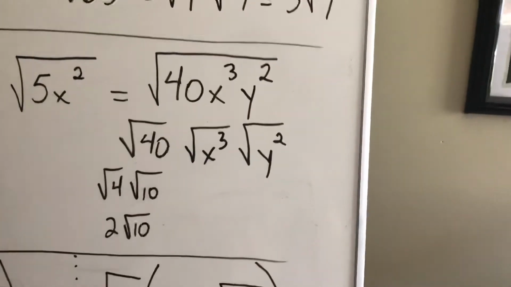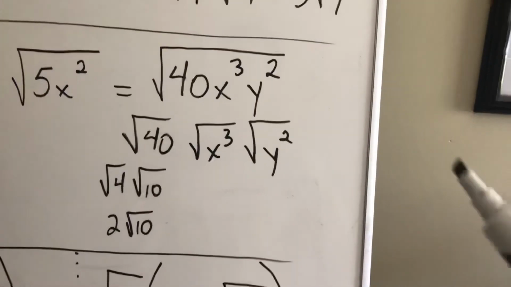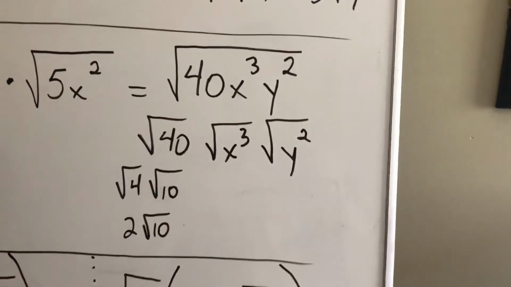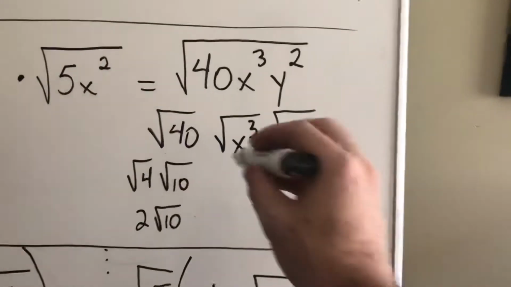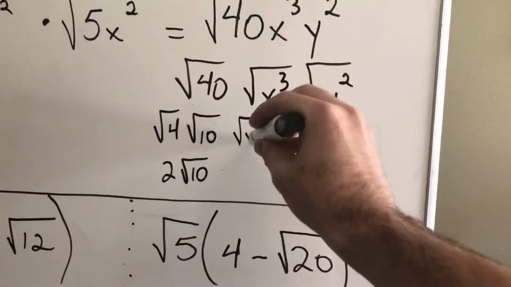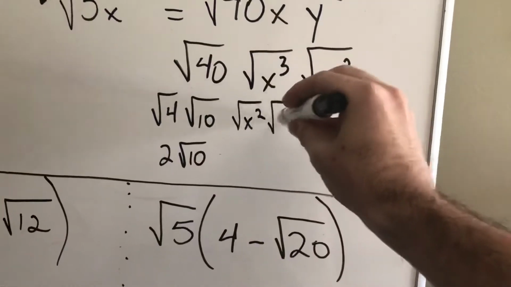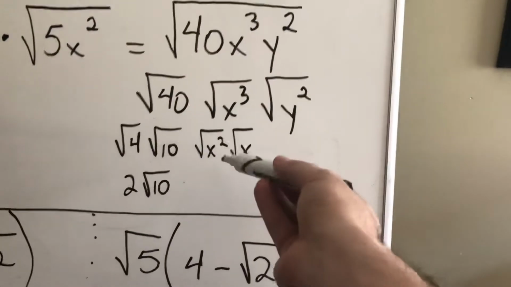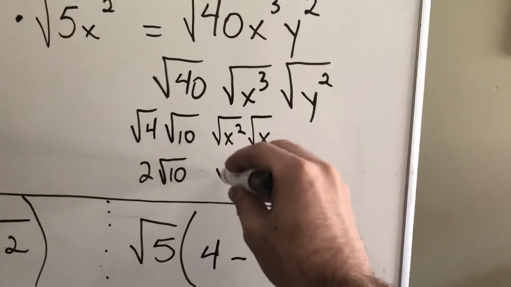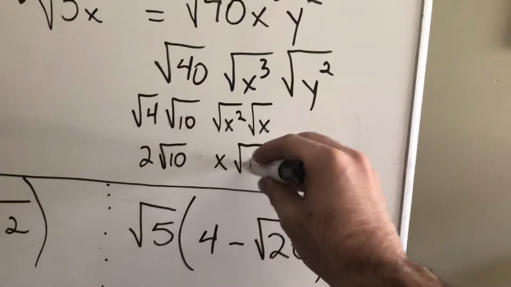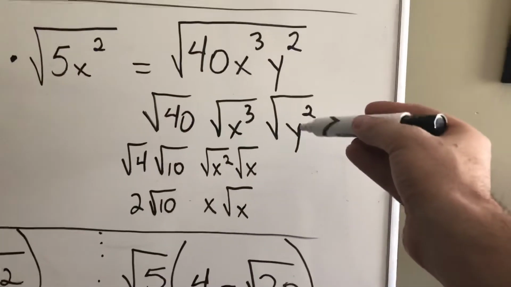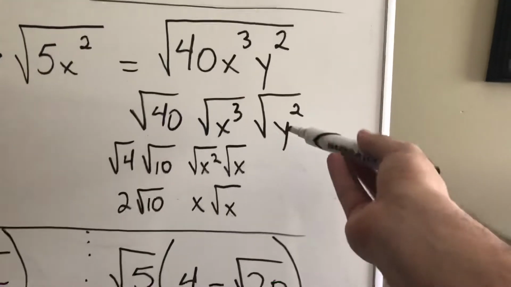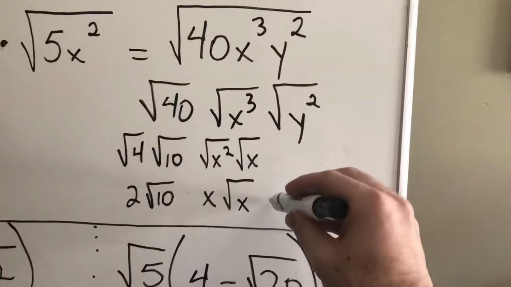X cubed, remember with a variable like this, it's an odd exponent, so I'm going to break it into factors of x squared and x. Simplify square root x squared into x. So I have x root x. Root y squared is just going to be a perfect square. The square root of y squared is y.